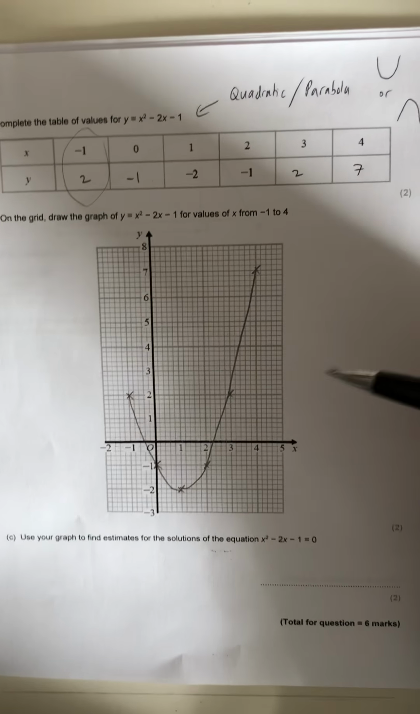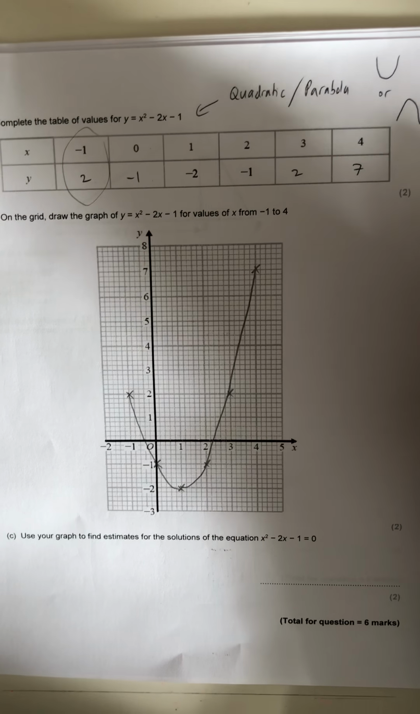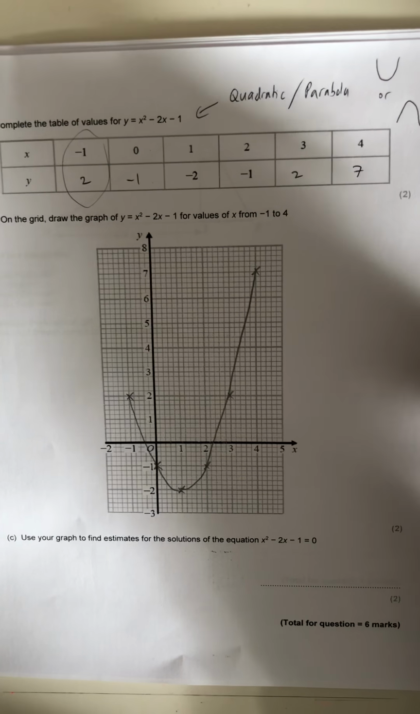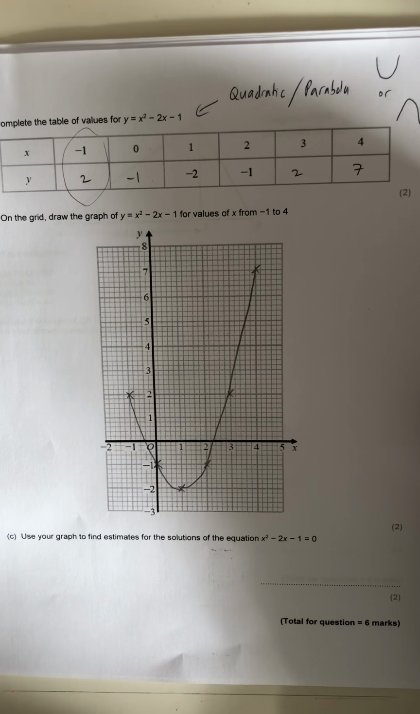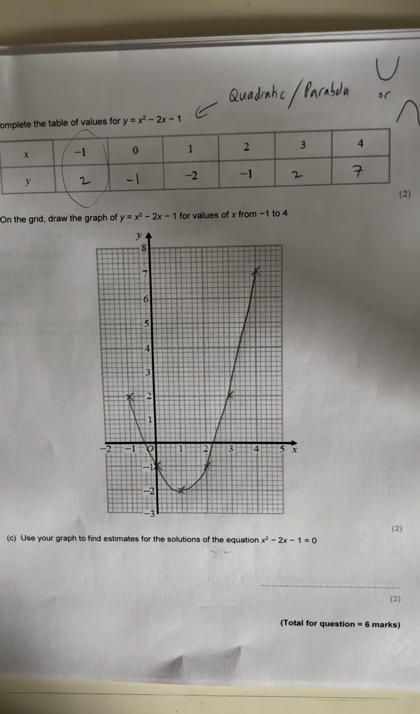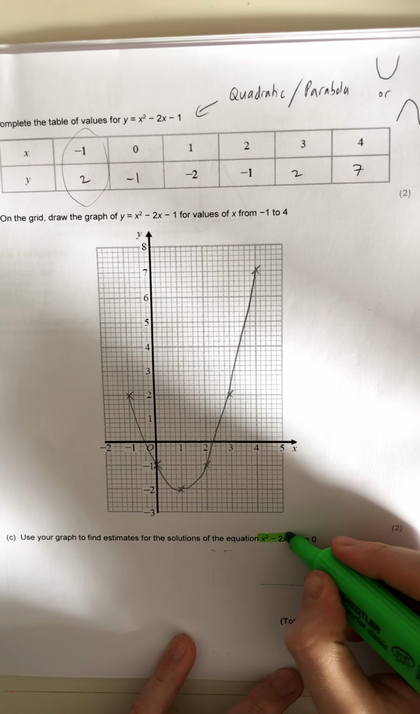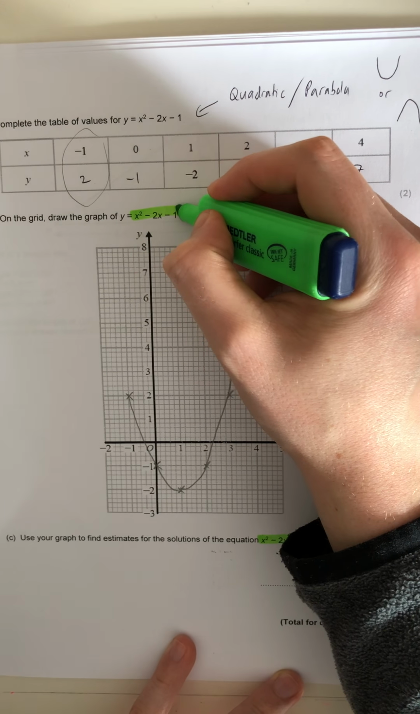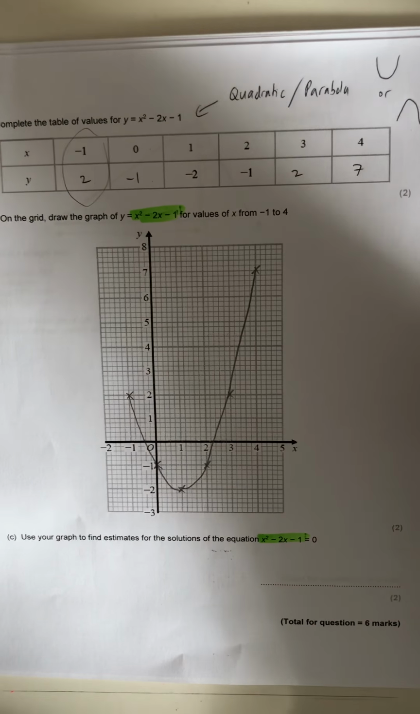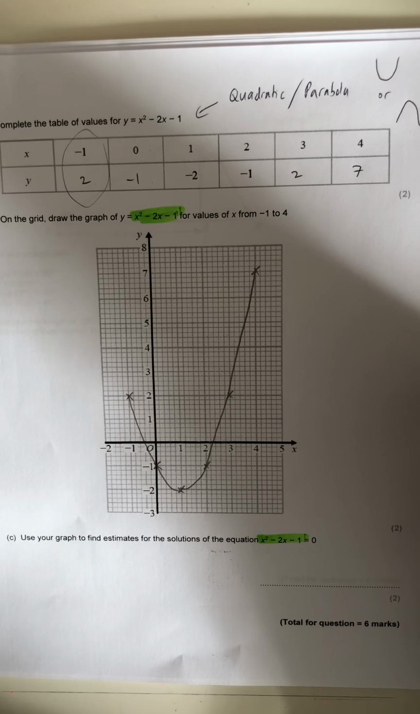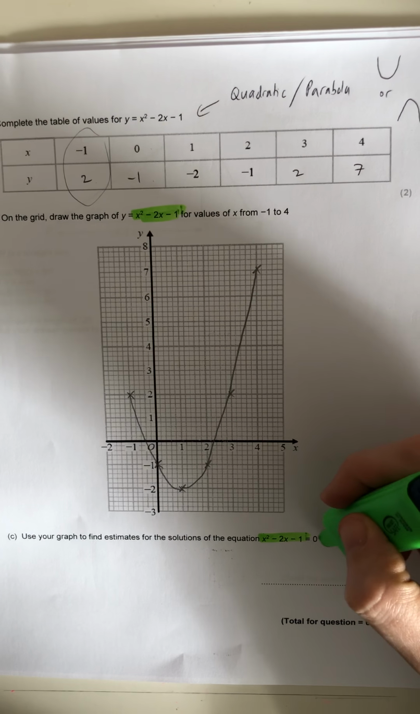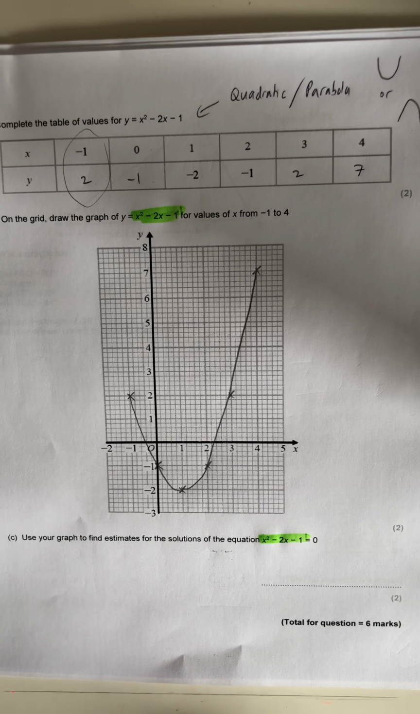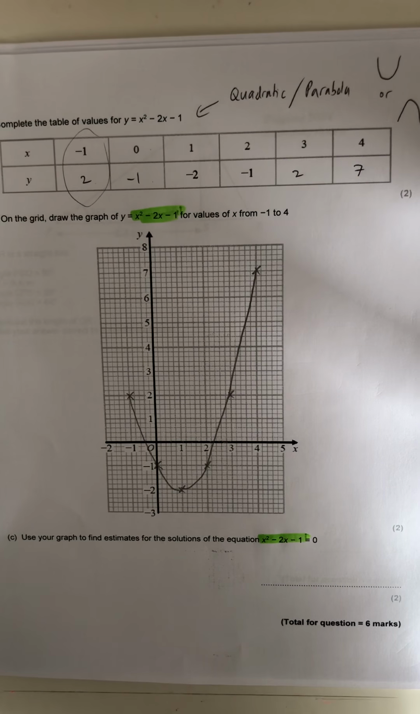In part C, use your graph to find estimates for the solutions of the equation x squared subtract 2x subtract 1 is equal to 0. Now the first thing I would do is observe the fact that this part of the equation is exactly the same as the graph I've just sketched, with the only difference is they want the y value to be equal to 0. So this equation equal to 0.